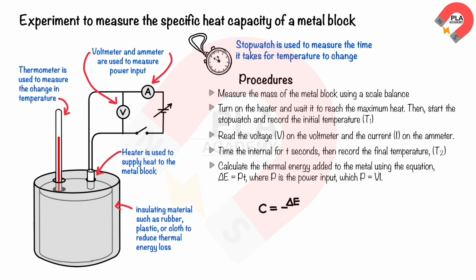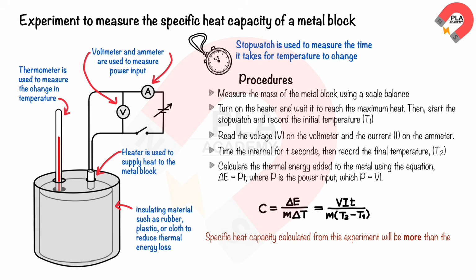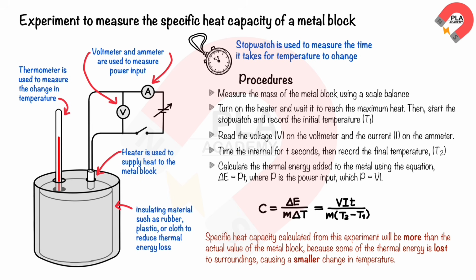Therefore, C equals delta E over M delta T, and substitute delta E with V, I, T. Delta T equals T2 minus T1. Specific heat capacity, C, calculated from this experiment will be more than the actual value of the metal block, because some of the thermal energy is lost to the surroundings, causing a smaller change in temperature.